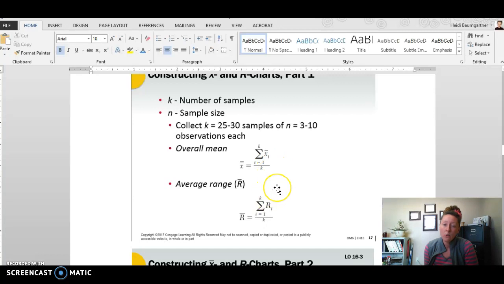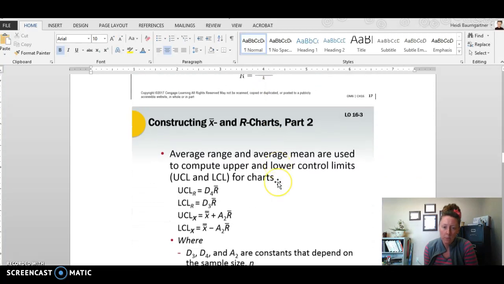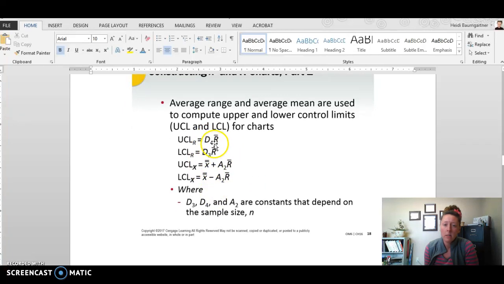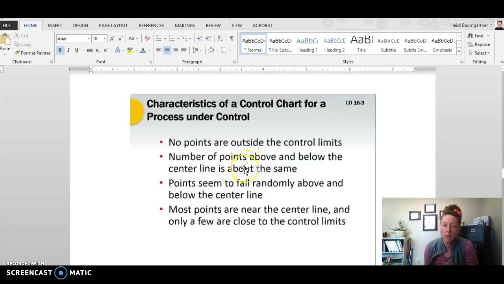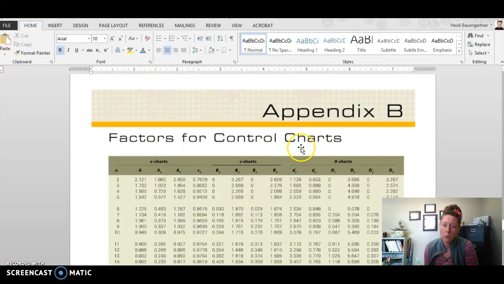The average range, the R bar, is calculated as all of the ranges averaged together. There's the formula for both. The average range and average mean are used to compute the upper and lower control limits, UCL and LCL, for the charts. The D4, D3, and A2 values are actually taken off of a chart, which is found later on, the factors for control charts.